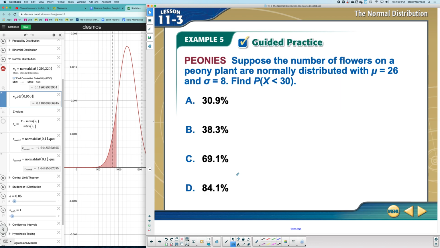Now I want you to find the probability, given the situation, that the number of flowers is less than 30.